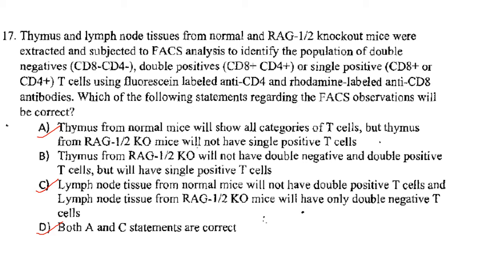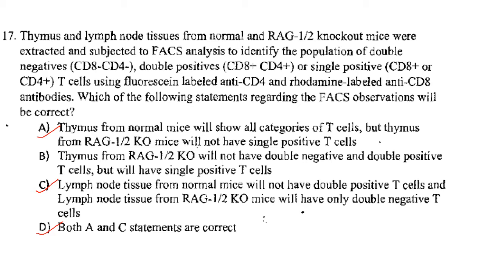So what they have told is, they have taken thymus and lymph node tissue from normal mice as well as the mice where RAG1 and 2 have been knocked out, and they have subjected it to FACS analysis to identify the population of double negatives, double positives or single positives T cells, using fluorescein labeled anti-CD4 and rhodamine labeled anti-CD8 antibodies. Which of the following statements regarding the FACS observation will be correct?